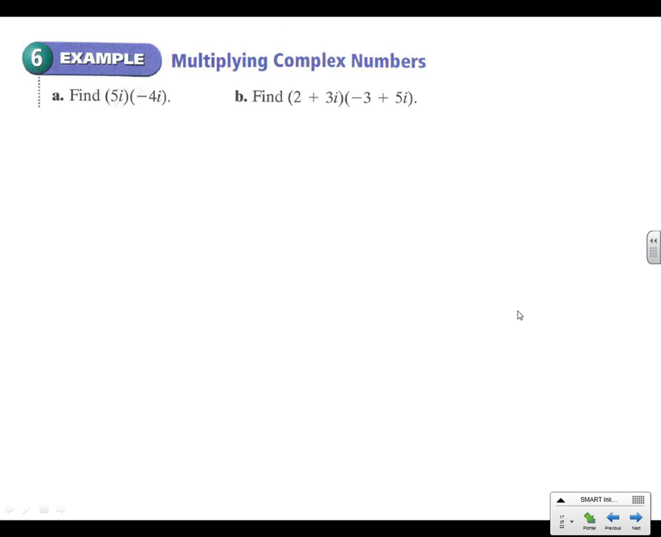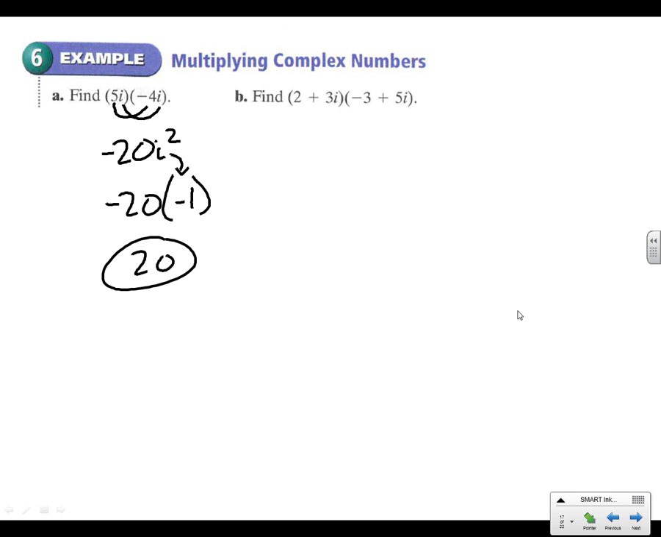All right, multiplying works the same way. Just remember that i times i is i squared, and that simplifies to negative 1. So let's see what happens here. 5 times negative 4, negative 20. i times i is i squared. Negative 20 i squared turns into negative 1. Okay, we know that from the definition of i. So now, what's negative 20 times negative 1? Positive 20 is our answer.